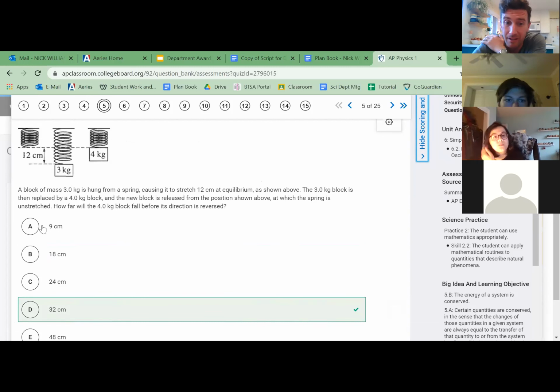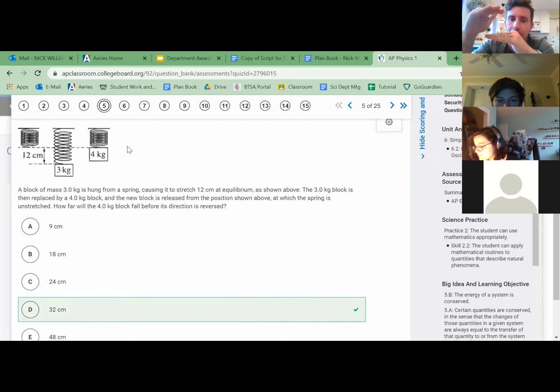So that one starts with the idea that a spring constant is constant. F equals KD. I haven't changed my spring constant. I have changed my force from 3 to 4, so I have to change my distance from 3 times to 4 times. If 3 times is 12, 4 times is 16, and then double it because it's distance to equilibrium and then equilibrium to the low point. That one track? All right. Any others from this one?